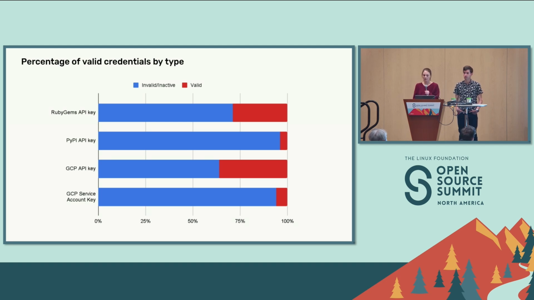For example, PyPI API keys and GCP SAKs have a much lower validity rate than the others, which could have a few explanations. As I mentioned before, GCP SAKs are some of the most serious credentials to compromise. So developers have a pretty good incentive not to leak those credentials or to take an action if they do end up getting leaked, like revoking the credential.